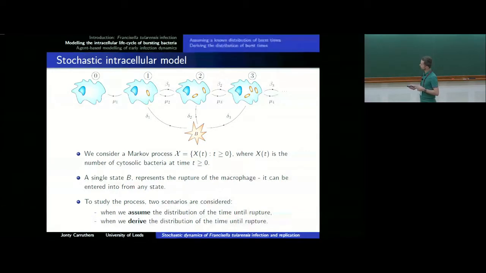So we're going to model this as a Markov process, where X of t is counting the number of bacteria in the cytosol. I should say as well, we're just going to temporarily ignore the period where the bacterium is in the phagosome, but we'll come back to that later.